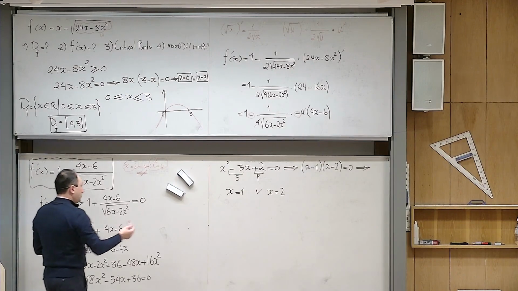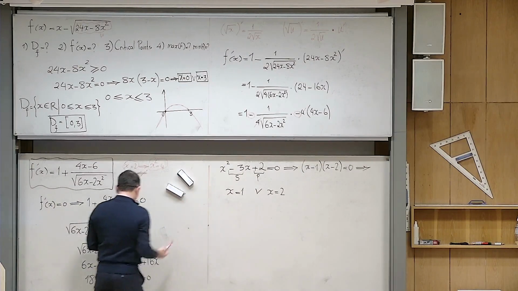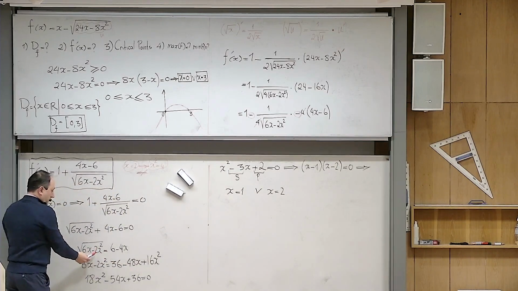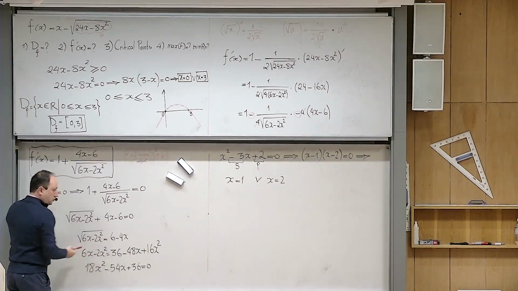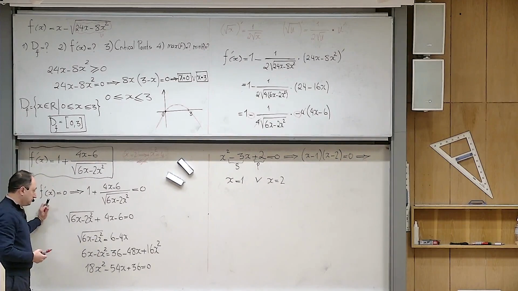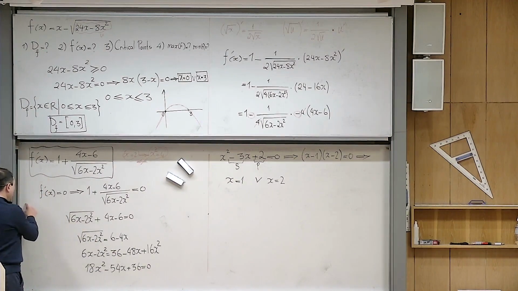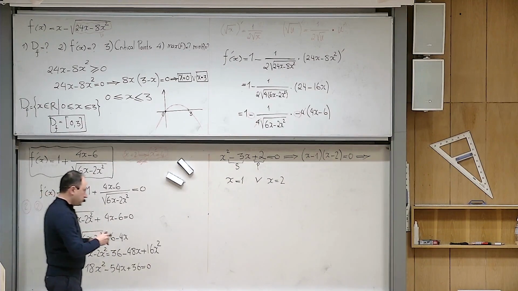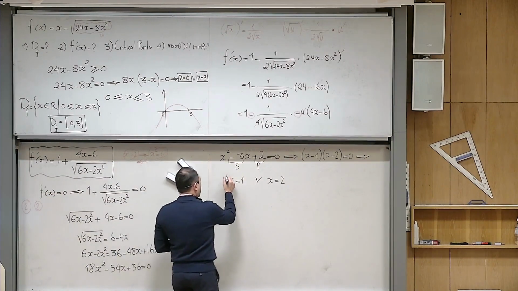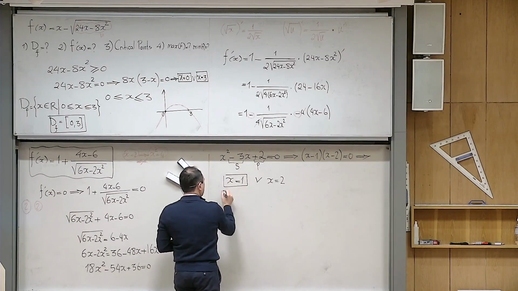How should I check it out? I will take this one, for example. I can check it here before the squaring process has started. Yes, so I put 1 here, it becomes 6 minus 2, 4, square root of 4 is 2, so the left-hand side is 2. I put 1 here, 6 minus 4 is 2. So yes, now this is acceptable. So this is a critical point.